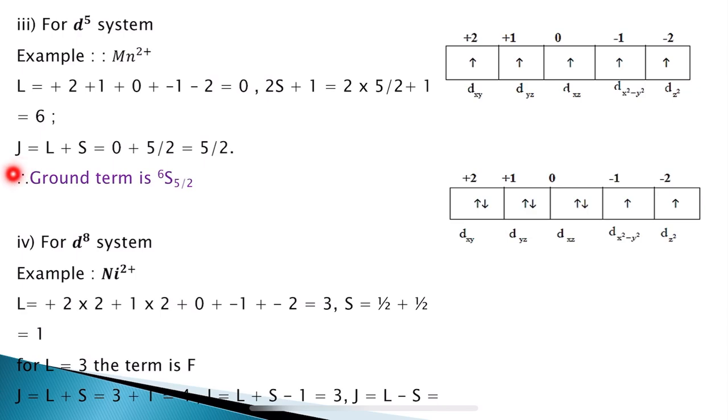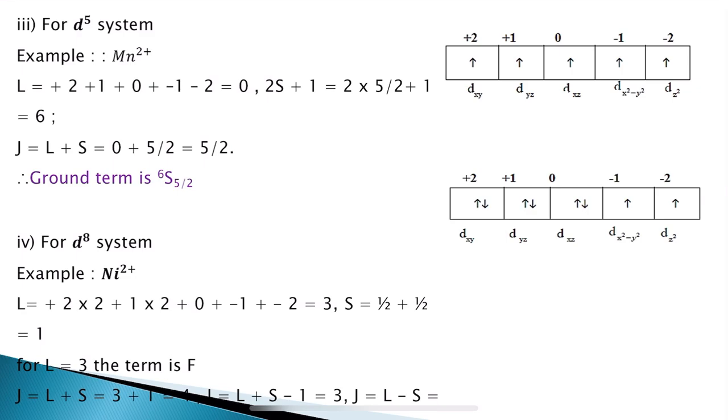Now I am going to calculate the resultant angular momentum, which is the value of J. The J value is 5 by 2. How do I get the J value? By summing up the orbital angular momentum and the spin: the orbital angular momentum is 0, plus S, which is 5 by 2. So 5 by 2, written in terms of the ground term, is 6S5/2. This is how we write the spectroscopic ground term for the d5 system.